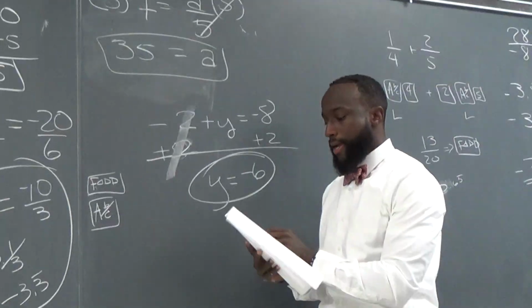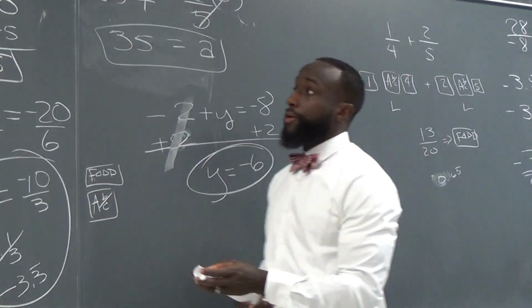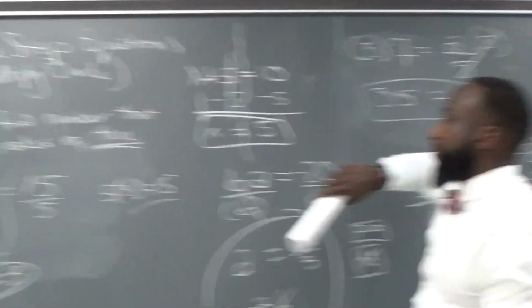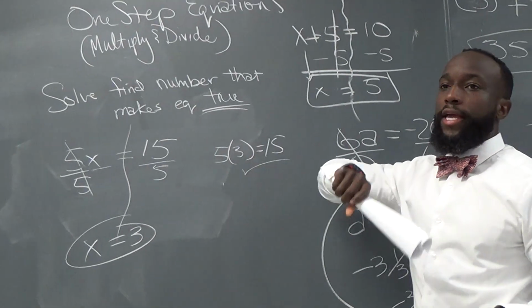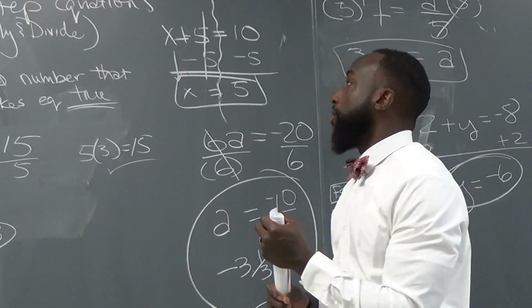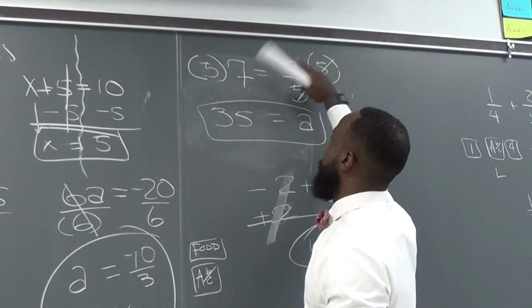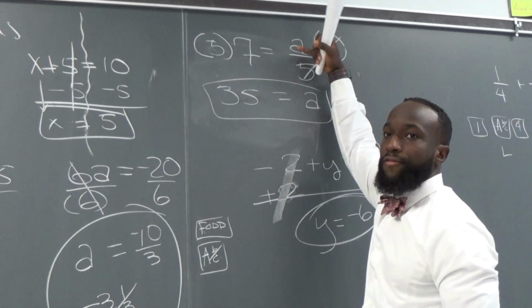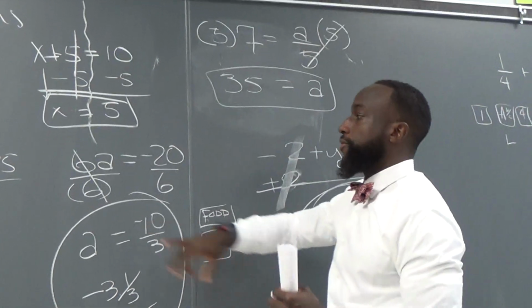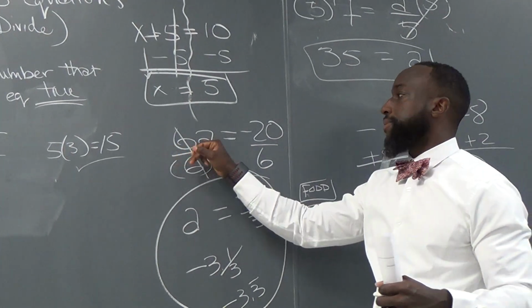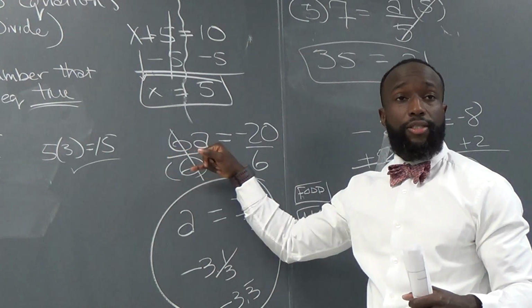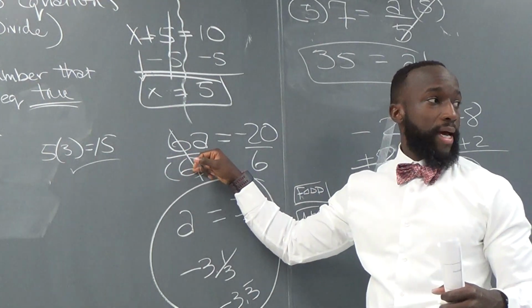Cool. All right. So again, one-step equations by multiplication and division. What you want to do is get the variable by itself, right? And you're doing that by inverse operation. So when you have a multiplication or a division equation like a over 5 equals 7, you have to do the inverse of division. Or if you have 6 times a, or 6a equals 20, you have to do the inverse of multiplication, which is division. Okay? We good with that?